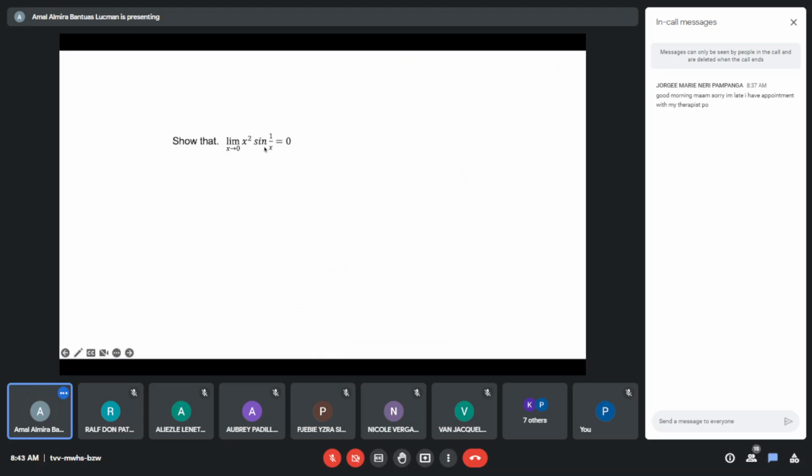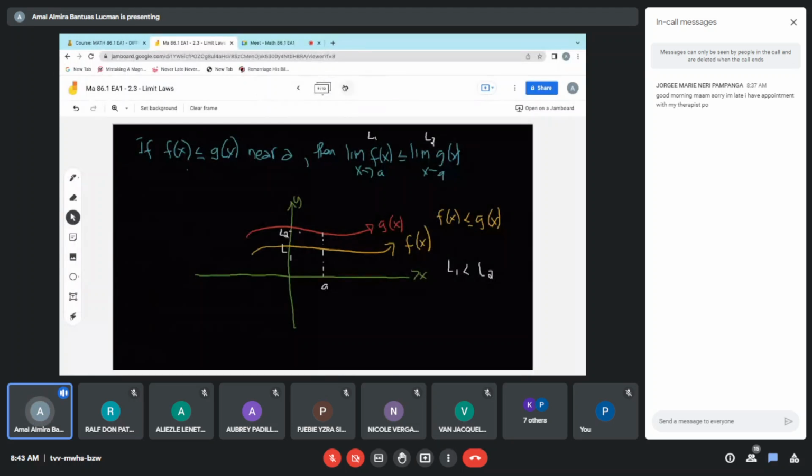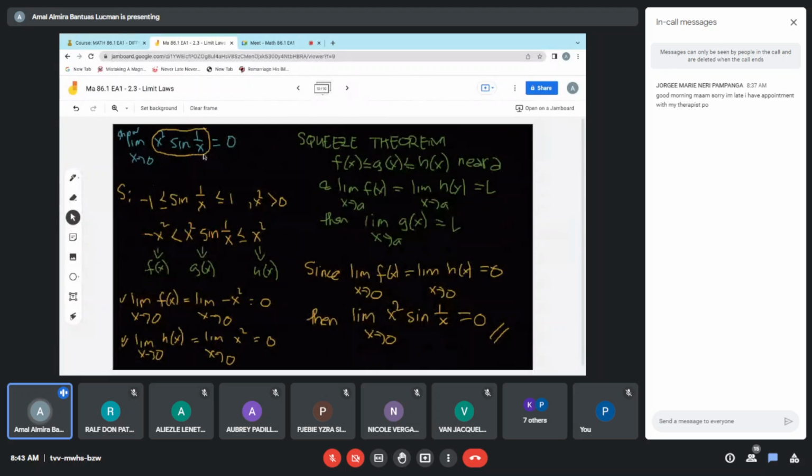Show that the limit of x squared sine 1 over x as x approaches 0 is equal to 0. So, this is the function that we want to show as x approaches 0. According to squeeze theorem, f of x is less than g of x is less than or equal to h of x near a. And if the limit of f of x is equal to the limit of h of x, which is equal to L, as x approaches a, then by squeeze theorem, the limit of g of x as x approaches a is equal to L. So, dapat ipakita nato nga si g of x is in between our f of x and h of x.